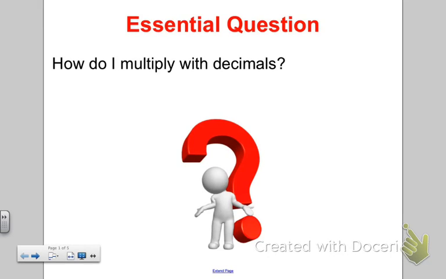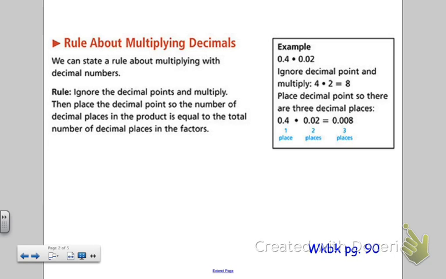Okay, our next essential question is how do I multiply with decimals? Now, we're going to skip around a little bit. I want us to go right to workbook page 90, and we're going to focus on the rule for multiplying decimals. We're not going to get into dividing it into parts and then multiplying. The rule works no matter how big or small the decimal is, so I say this is the best way to go. We can state a rule about multiplying with decimal numbers, and here is the rule.